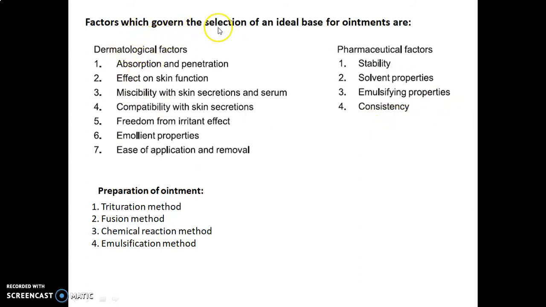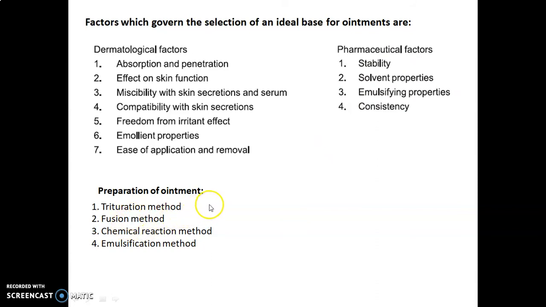Factors which govern the selection of an ideal base for ointments are of two kinds: dermatological factors and pharmaceutical factors. Dermatological factors are of 7 types: absorption and penetration, first factor; second, effect on skin function; then miscibility with skin secretions and serum; compatibility with the skin secretions; freedom from irritant effect; emollient properties; ease of application and removal. Second, pharmaceutical factors have 4 points: stability, solvent properties, emulsifying properties and consistency.